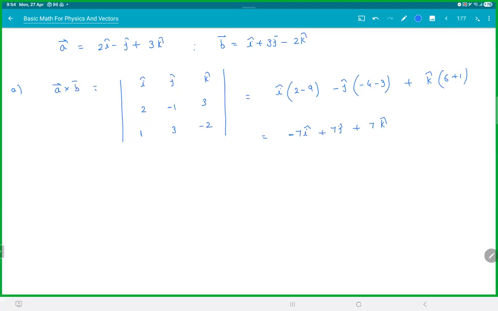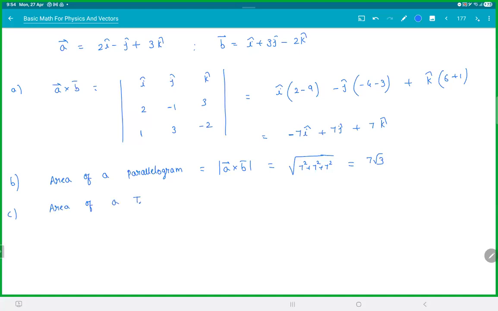See where it went wrong in case you messed up. What is a B part? You're asking area of a parallelogram. Simply mod of A cross B. So the magnitude of this will be root over 7 square plus 7 square plus 7 square. That's 7 root 3. That's what I said. Once you get 1, you'll get everything else.